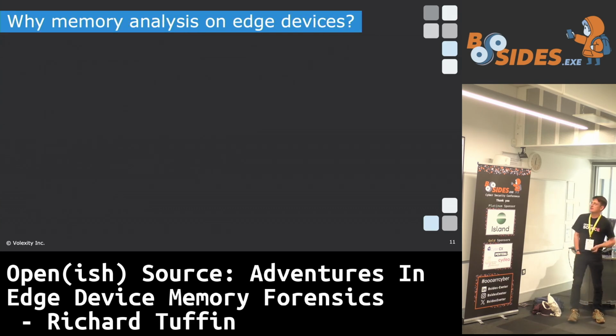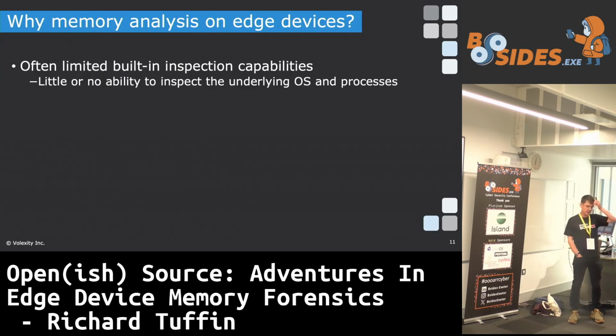So why do we want memory analysis on edge devices? Well, because they often have a very limited ability to inspect them. It's whatever the vendor gives you. The vendor will probably give you a few commands. They might give you some nice little pictures in the web interface that say, yeah, it's all fine, the CPU's fine, we're not using much memory, it's all great. But you can't dig right down to say, okay, what exactly are the Linux processes that are running on there? And are they supposed to be there?